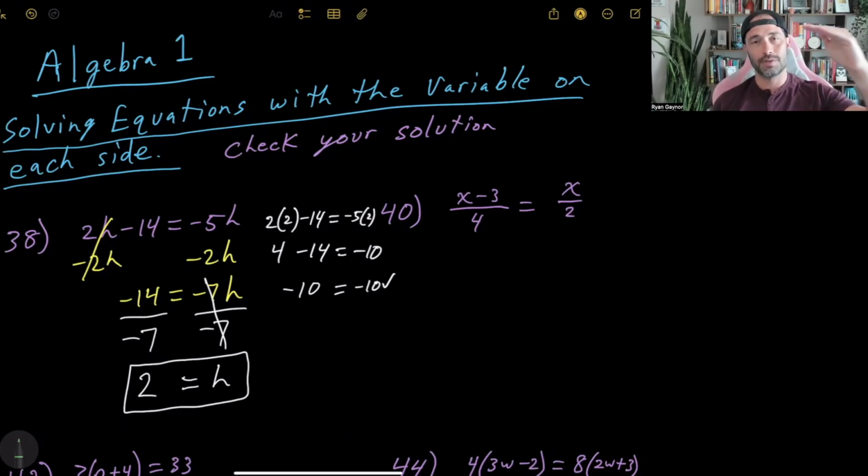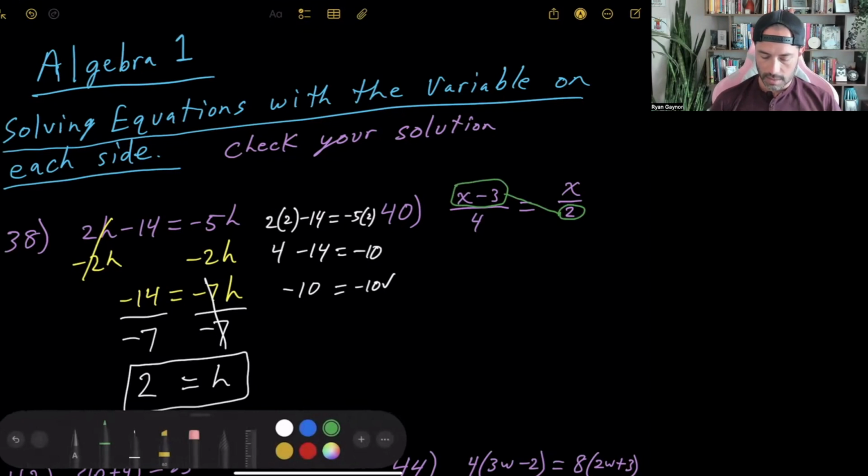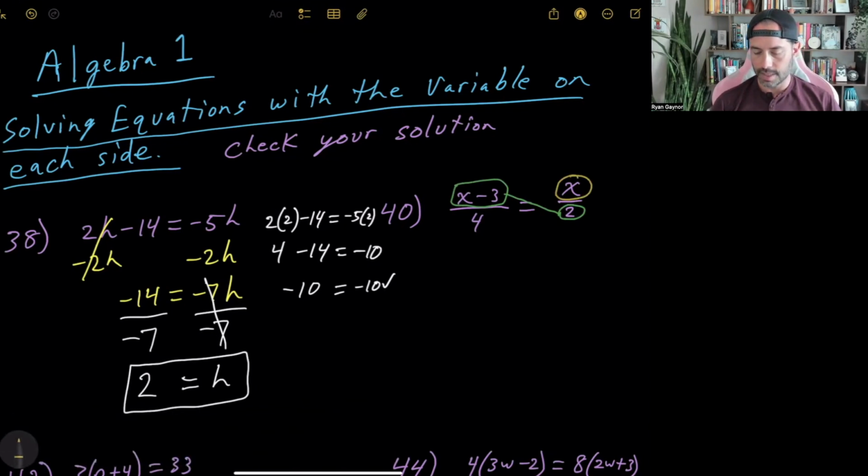So we have x minus 3 divided by 4. That's our first fraction, which is also a ratio. And that's equal to x divided by 2. That's our second fraction, which is also a ratio. A proportion is when a ratio equals another ratio. How do you solve it? You cross multiply. So we're going to go all of this times this. And then we're going to go the x times the 4.